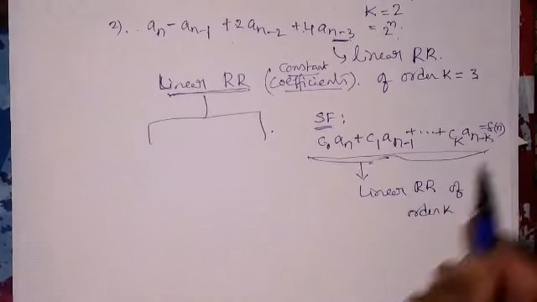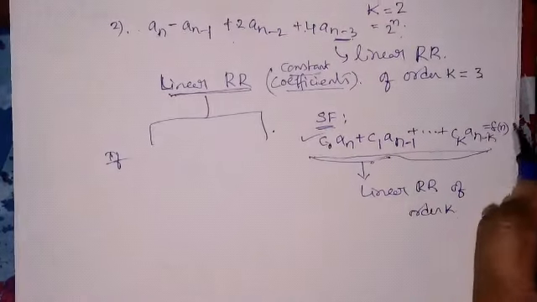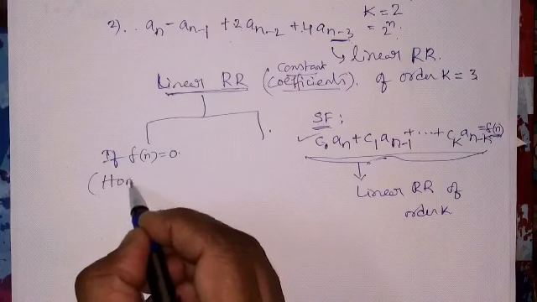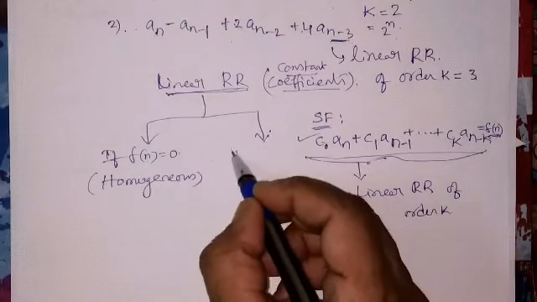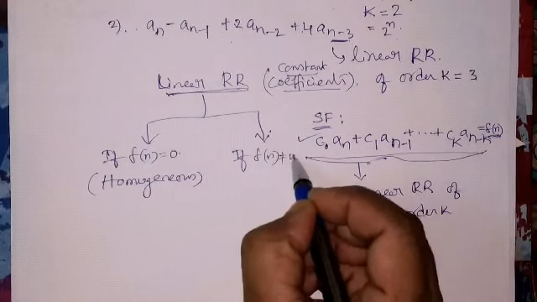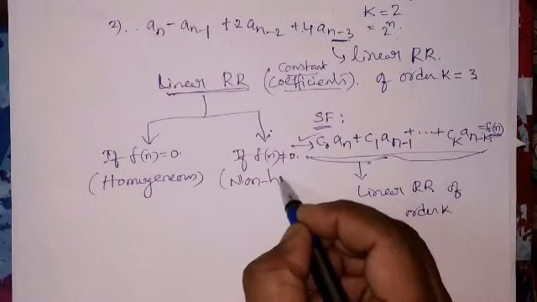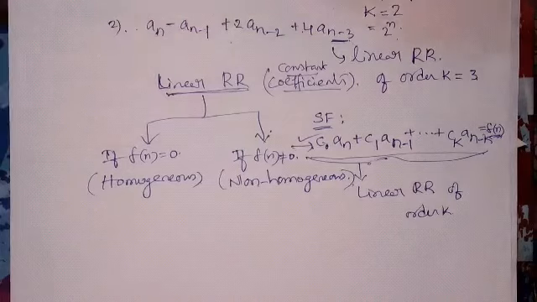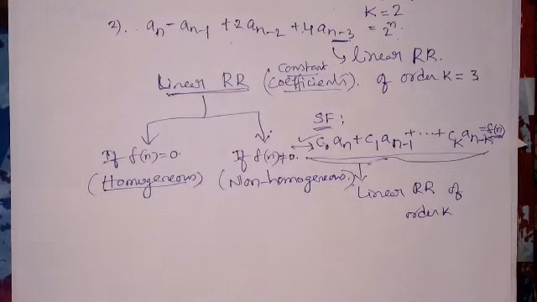Now let us classify such relations into two types. Suppose in the standard form on the right hand side, if f of n is equal to 0, the equation is called a homogeneous recurrence relation. On the other hand, if we have f of n not equal to 0 in this equation, then we call the relation a non-homogeneous recurrence relation.